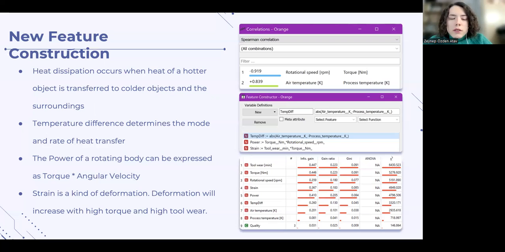And there's also the heat dissipation, which means the transfer of heat between objects. Since we have a heat dissipation failure and our air temperature and process temperature features are strongly correlated, we decided to take the difference of these in order to predict our heat dissipation failure more correctly. We also added another one called strain, which is the deformation of the moving tool parts in terms of the tool wear and torque, because as the machine moves with more force, it's going to get deformed more. Next slide, please.